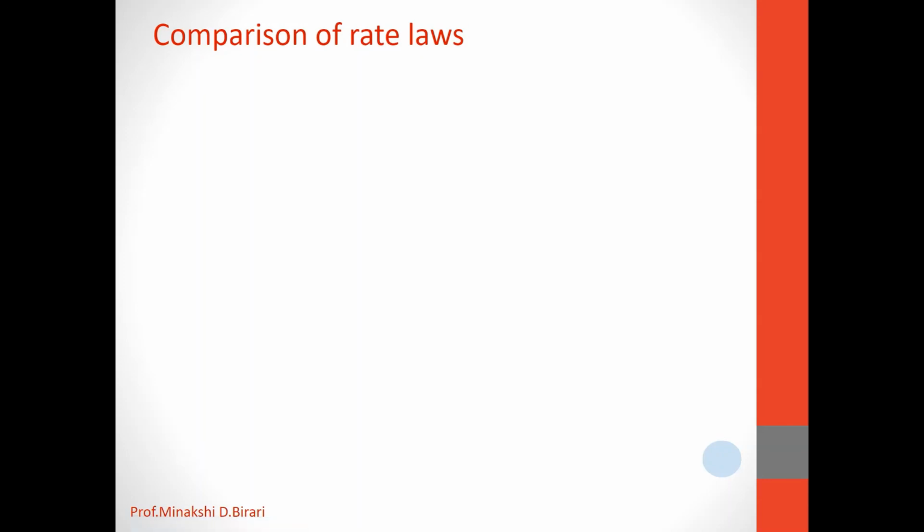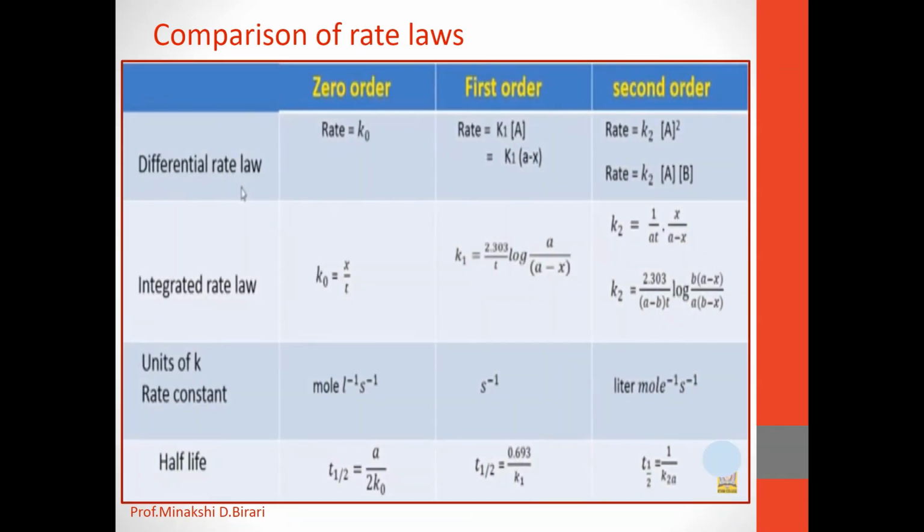Now let us see the comparison of rate laws. We have already discussed in detail the differential rate law for zero order, first order and second order reactions. For zero order, rate is equal to K0. For first order, rate is equal to K1 times concentration of reactant A, or K1 times (A minus X). For second order, rate is equal to K2 times concentration of reactant A raised to 2, or rate is equal to K2 times concentration of reactant A times concentration of reactant B.